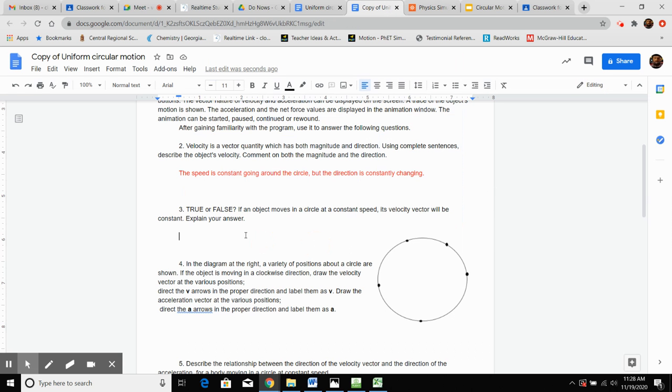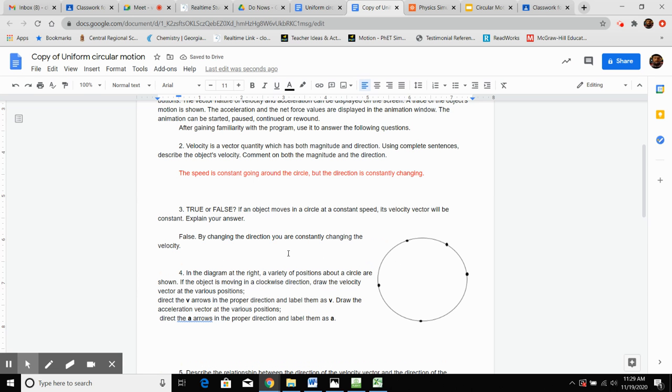So number 3 asks, if an object moves in a circle at a constant speed, its velocity vector will be constant. True or false, and explain your answer. Well, we should pretty much answer that. That is definitely false. Because by changing the direction, you're constantly changing the velocity.